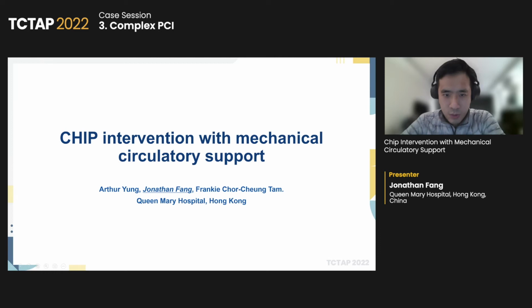Hi, it's my pleasure to represent my institution, Queen Mary Hospital, Hong Kong, to present this case, which we did as a complex case. There was a CTO on the right and calcified disease on the left requiring atherectomy. The first operator of this procedure was my senior colleague, Dr. Arthur Yong.